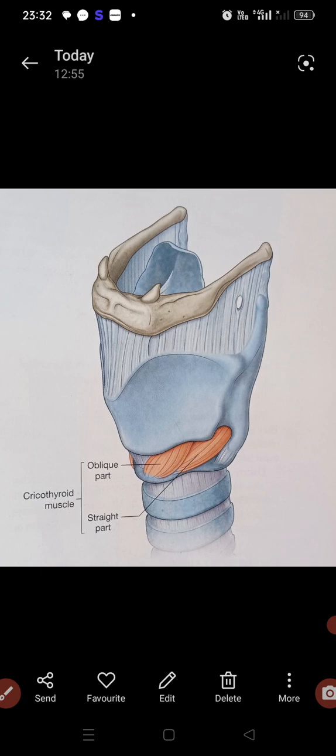Today I will discuss the muscles of the larynx. In the previous section, I discussed the saccule of the larynx, the laryngeal inlet, the cavity of the larynx, and the different cartilages of the larynx. Today I will discuss the muscles of the larynx.